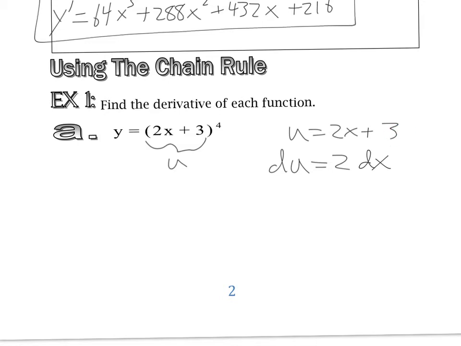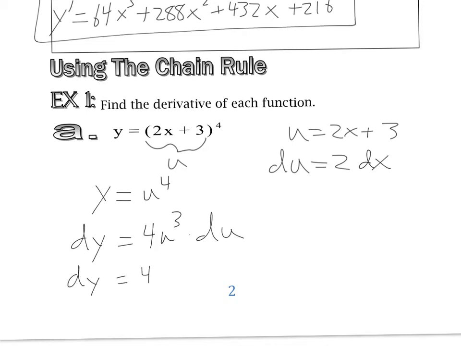Okay, so let's rewrite this. This is like saying y equals u to the 4th. And so what's the derivative of y? Well, it's dy. And what's the derivative of u to the 4th? Well, it's 4u cubed times du. Let's plug everything in. We get dy equals 4 times (2x plus 3) cubed times 2 dx.